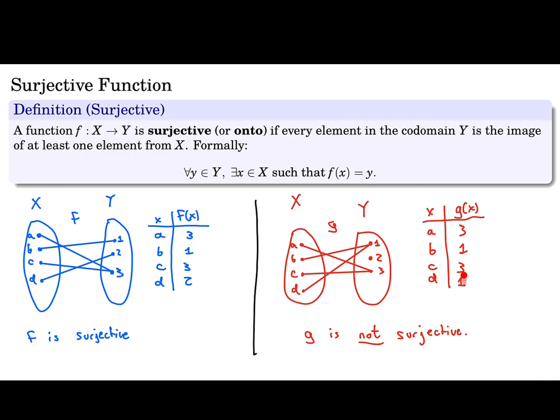In the table, what this means is if I look at the column here, and remember this is just the image of the function g, there are elements of y that are missing. y has 1, 2, and 3, so 1 appears here and here, 3 appears here and here, but you don't see 2. Since 2 is not appearing, this cannot be surjective.